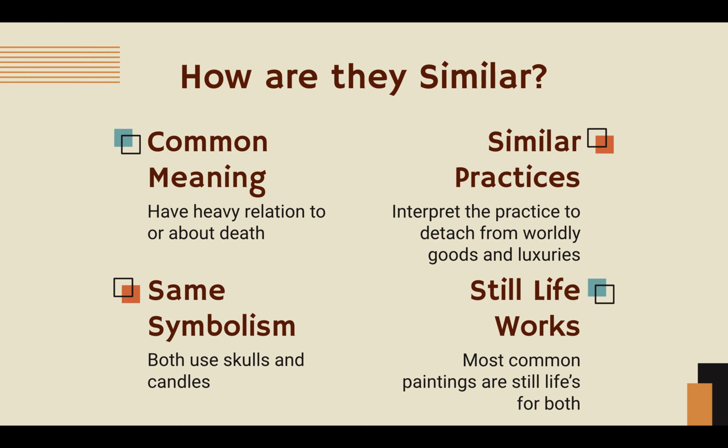So how are Vanitas paintings and Memento Mori similar? They both have a common meaning within their works. They have a heavy relation to work about death. They have the same symbolism used, only about one or two things. They both include skulls and candles a lot of the time, which is a big thing specifically to Memento Mori. Both involve a similar practice, which is interpreted as helping to detach from worldly goods and luxuries. And a lot of Memento Mori and Vanitas paintings are both still life works.